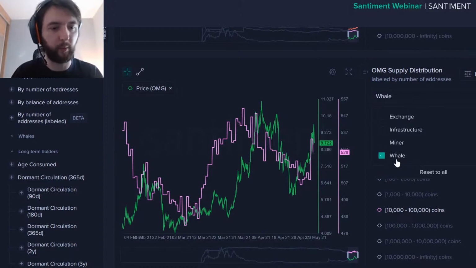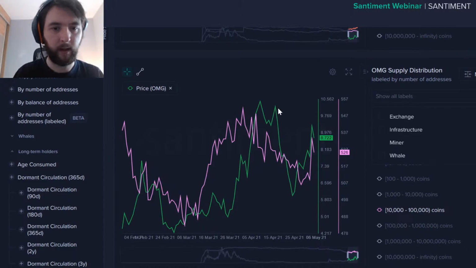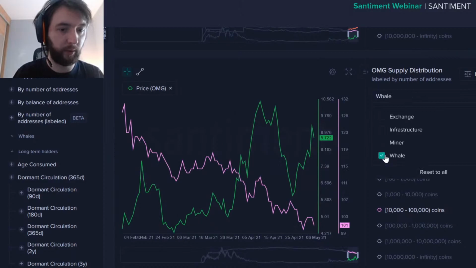So for example, if we look at whales, we can see that even though the 10,000 to 100,000 group has been growing overall, reset to all, especially more recently, the amount of addresses that belong to whales, according to our data, has not grown in comparison. So it seems the growth of this category of holders is accounted for by other addresses, likely exchanges or infrastructure wallets, rather than legitimate whales.